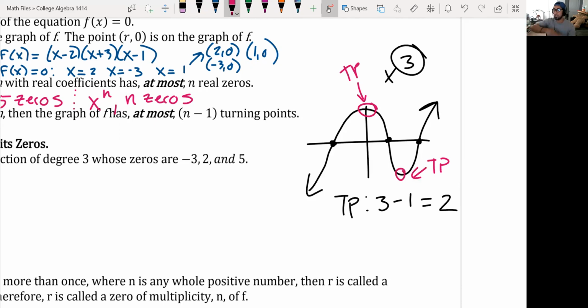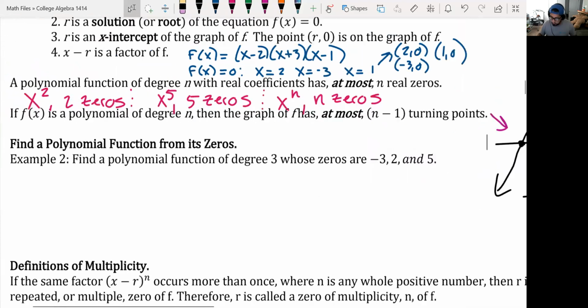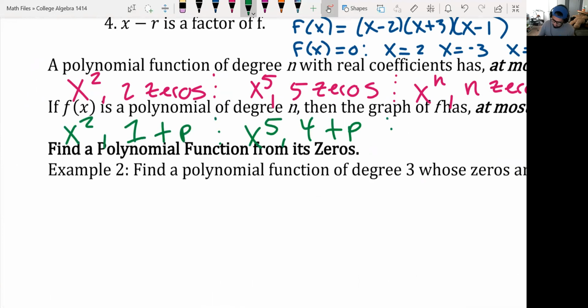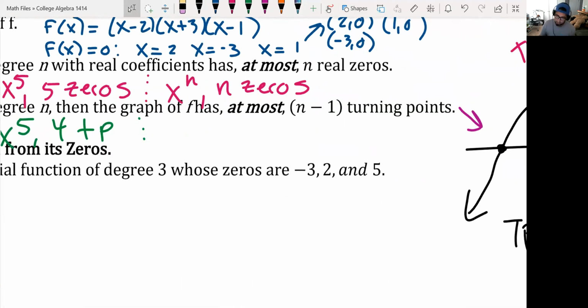Because it's where the graph changes direction. So if you need to find turning points, you just subtract 1 from the original degree that you have. We'll use the same examples that I did above. If I have x squared, this means I have 1 turning point. If I have x to the 5th, this means I have 4 turning points. If I have x to the n, this means I have n minus 1 turning points.